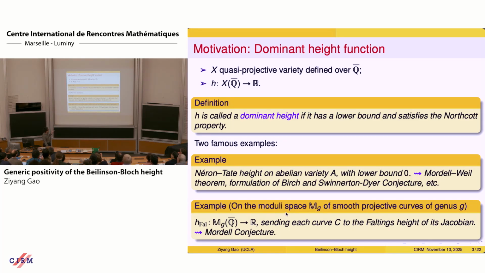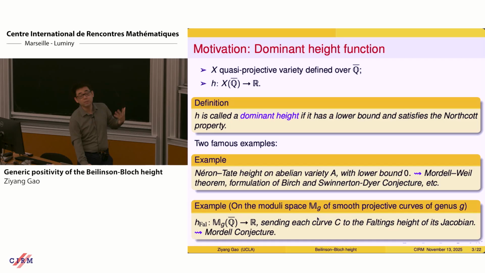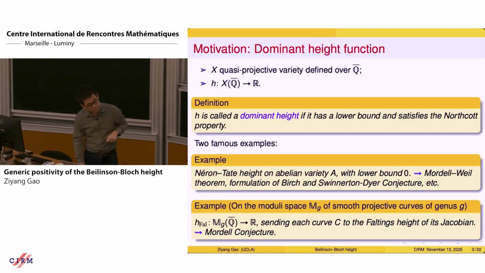And the second example is the Faltings height. Faltings introduced this height to prove the Mordell conjecture. And here, let's just talk about curves. The Faltings height of a curve is just the Faltings height of the Jacobian. And this defines a function on the moduli space of curves. Faltings proved that this is really a dominant height by comparing it with the Weil height.